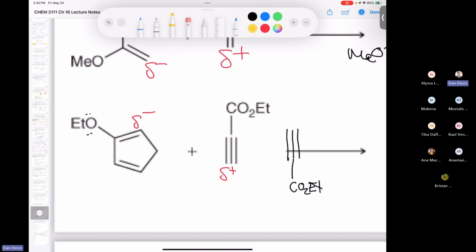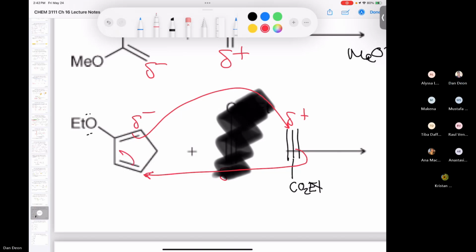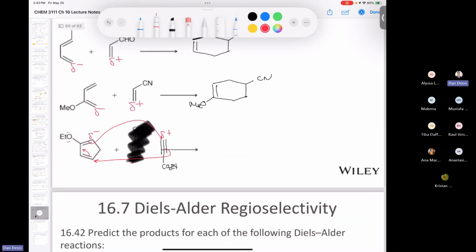Okay, and we wouldn't react with it in this orientation. We'd react with it in this orientation because you have your delta plus here. So we can draw our curved arrows like this, and then we'll try to draw the product. It's going to be bicyclic in this case. So we'll end up with our 5-membered ring. We're going to have our ethoxy group over here like this.